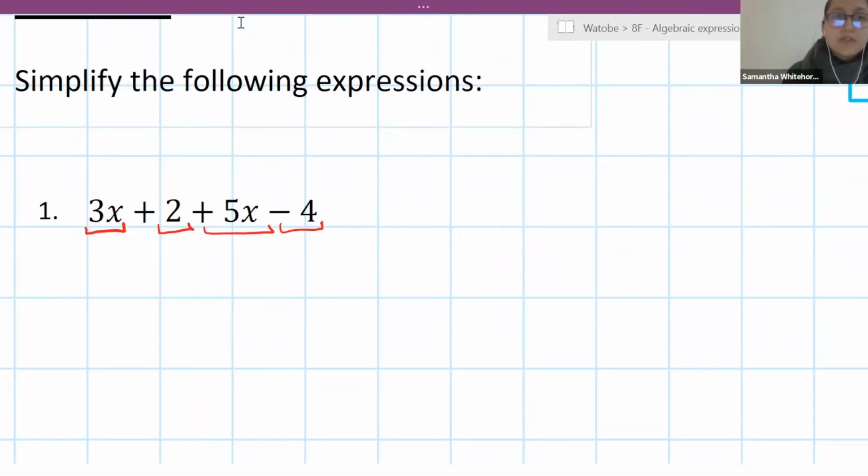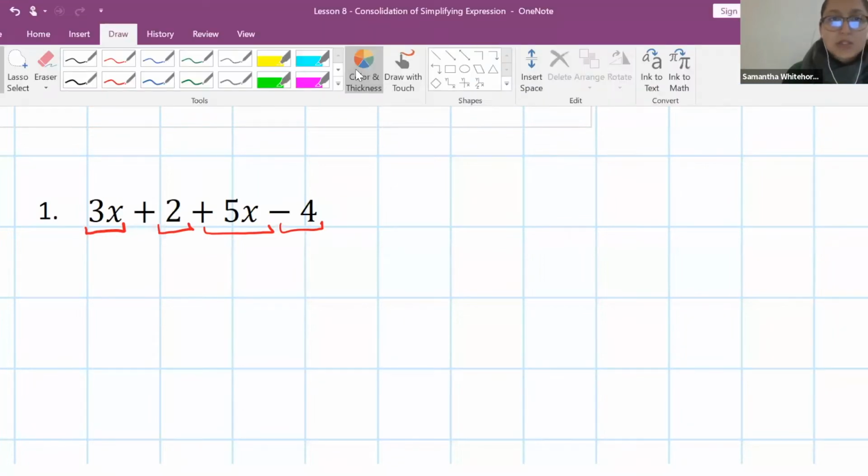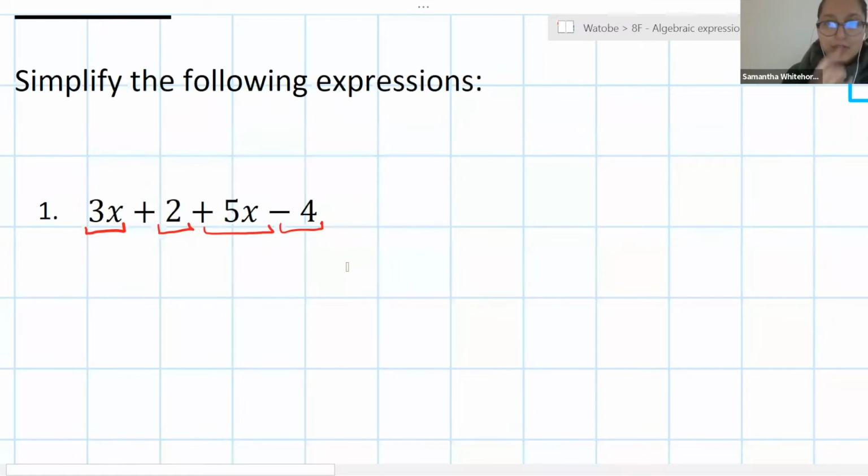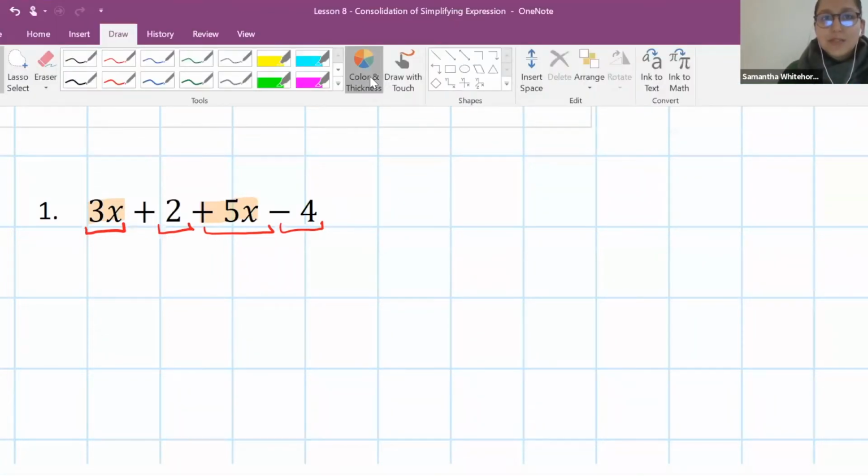Now, this is where if you're someone who likes color in your maths notes and likes highlighters and everything all over the place, that's absolutely fine. I am that type of person. So I'm going to grab a highlighter and I'm going to highlight for myself like terms. Now, remember, guys, like terms are terms that have the same variable and exponent. So in this case, the 3x and the plus 5x are like terms because they have the same variables. They both have x's.